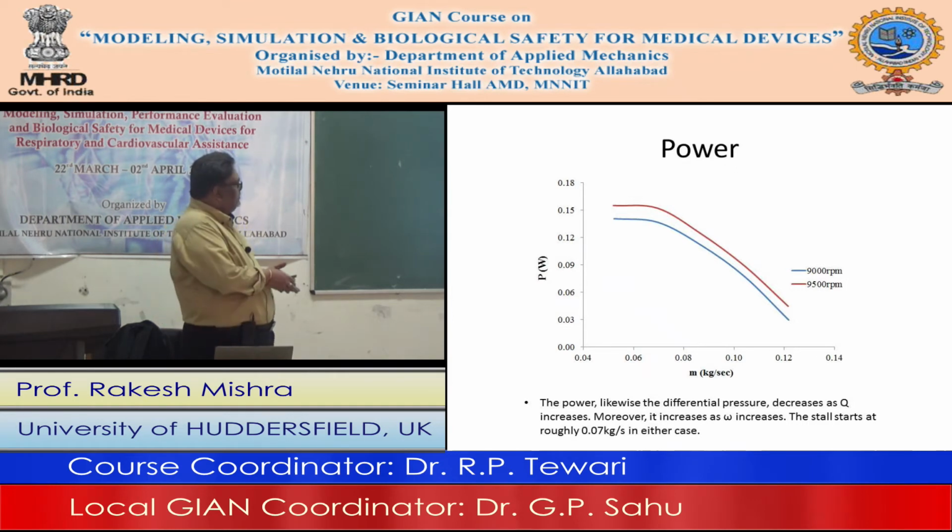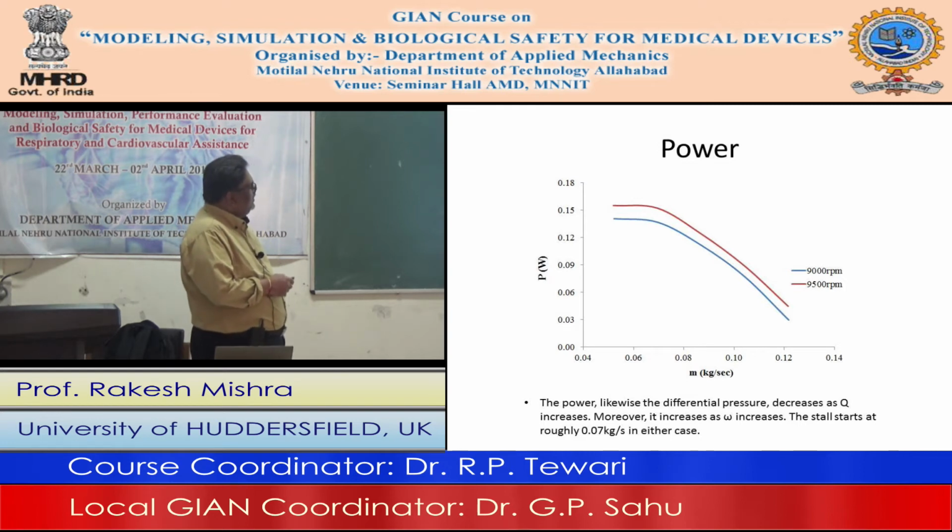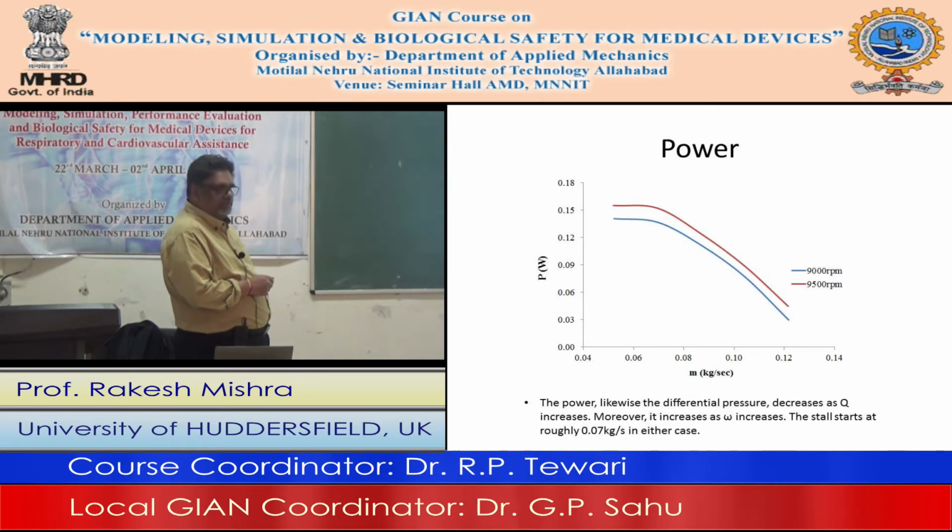Efficiency. This is your efficiency curve, and you can see that typically the peak efficiency is at about 0.083 here. So your system will work most efficiently at about 0.08 kilogram per second, and the typical efficiency we are getting is about 30 to 40% here. So these are our global performance indicators.